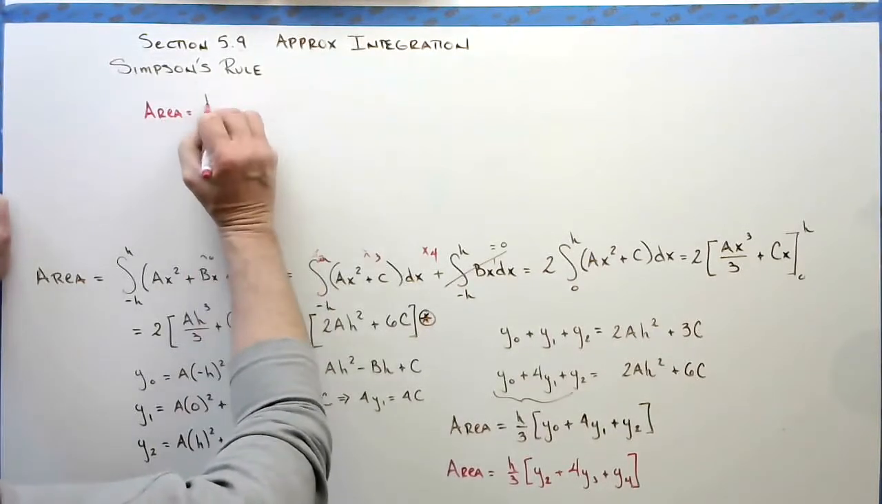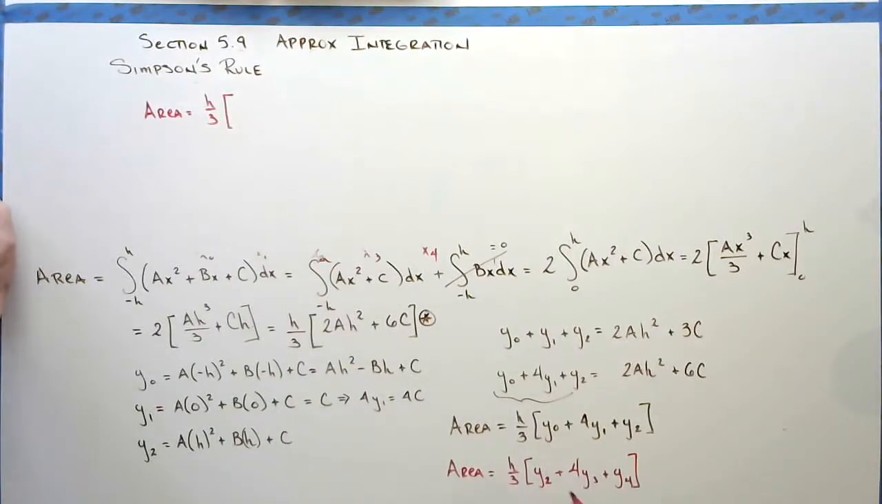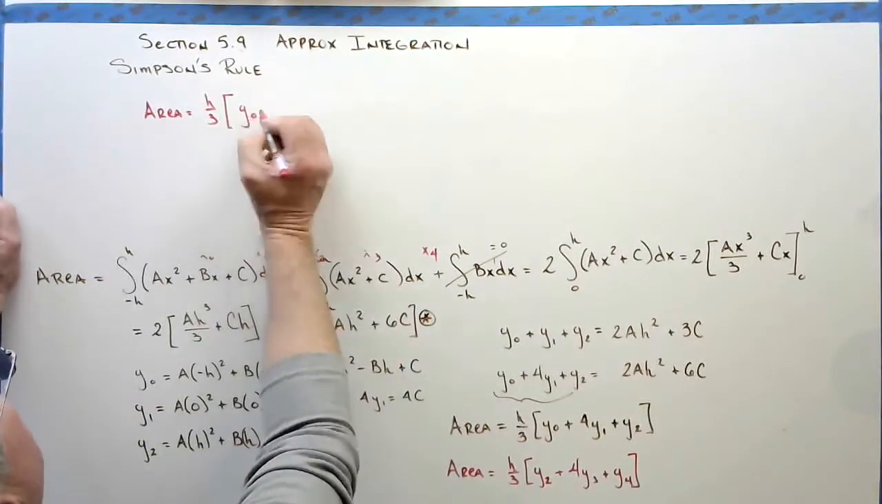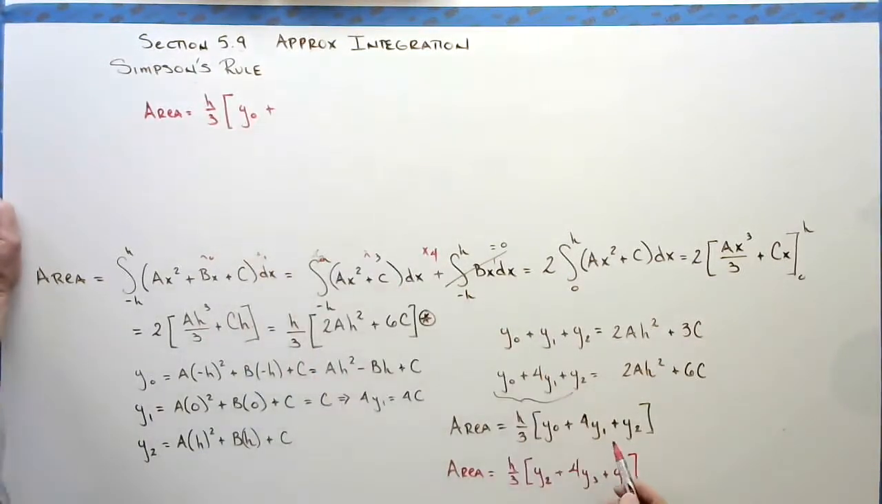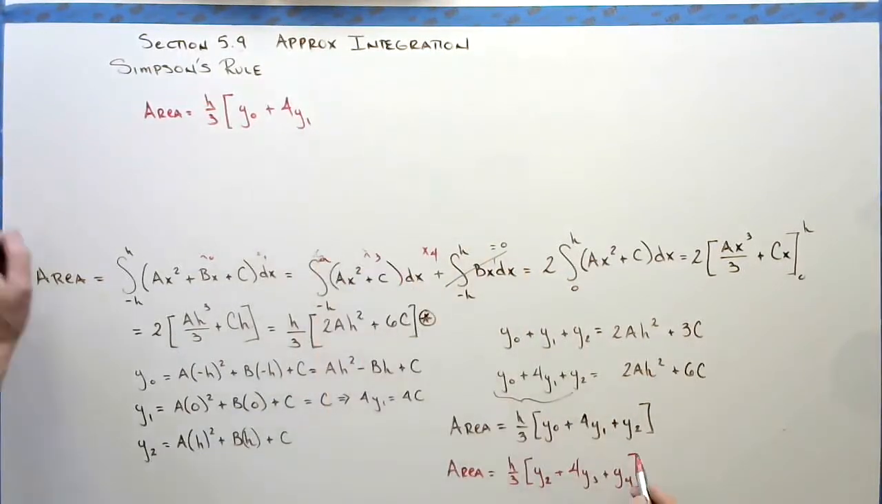The area is equal to h over 3 times. Now we only have 1 y sub 0, so we'll put that right here. We have 4 y sub 1s. But look, we have 2 y sub 2s.